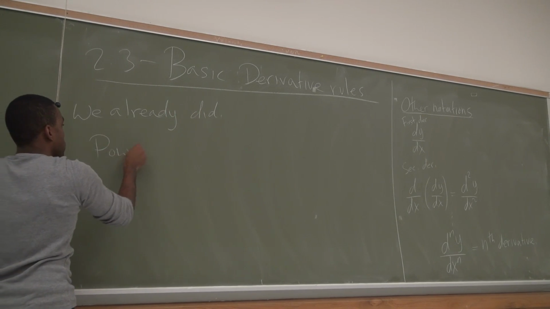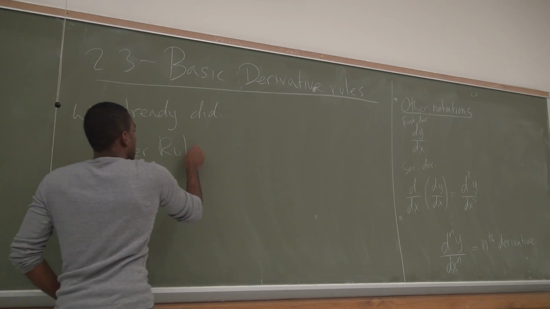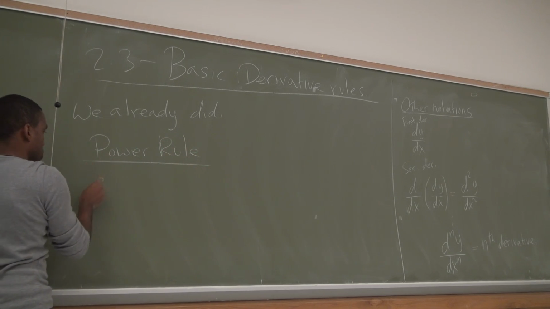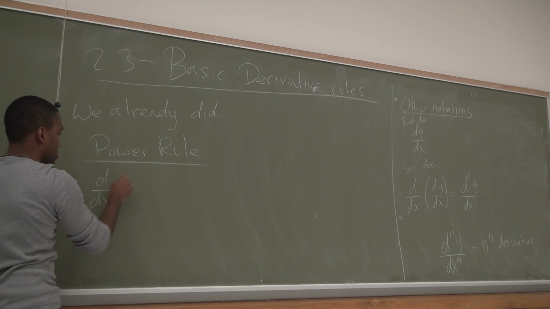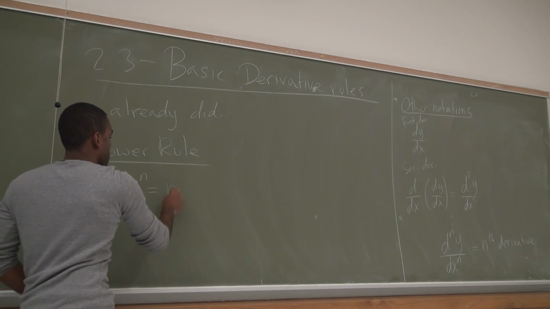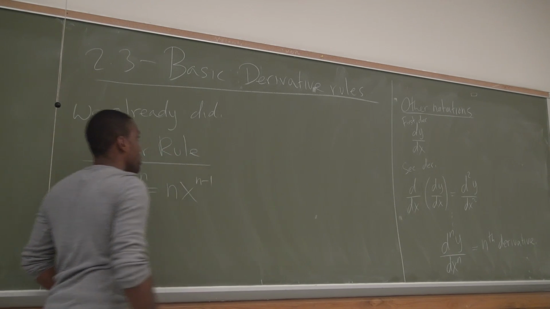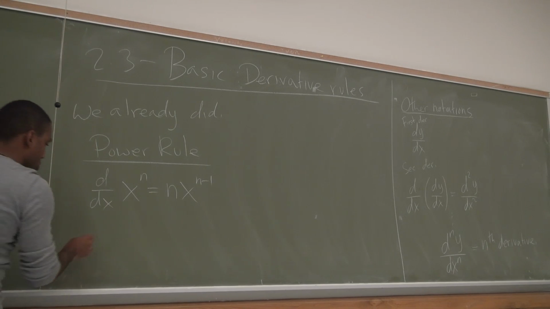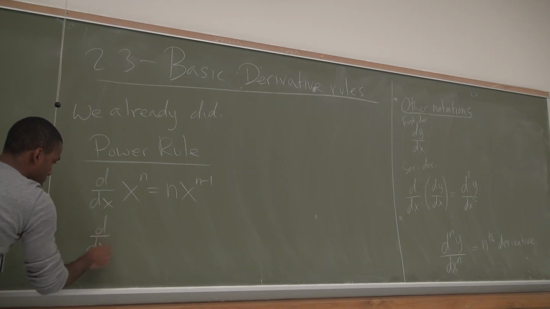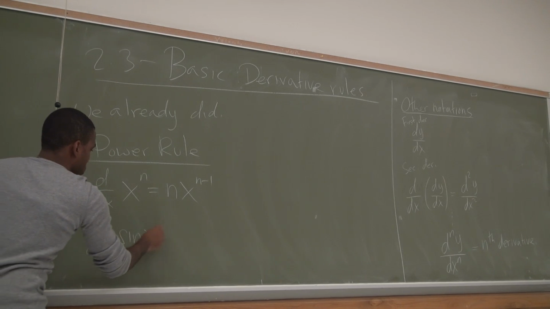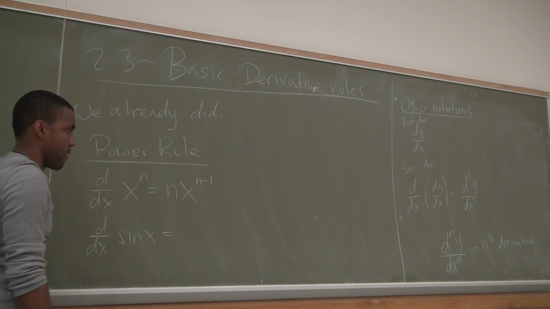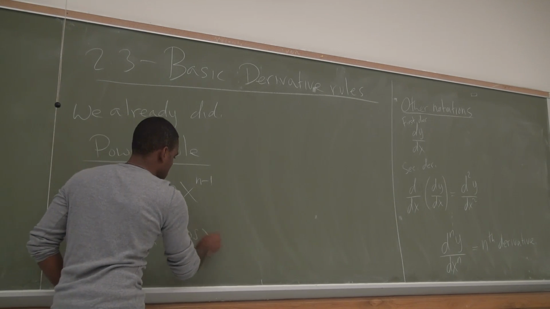We already did the power rule for derivatives. This was you differentiate x to the n, you get n x to the n minus 1. We also did sine. Derivative of sine was what? The sine.